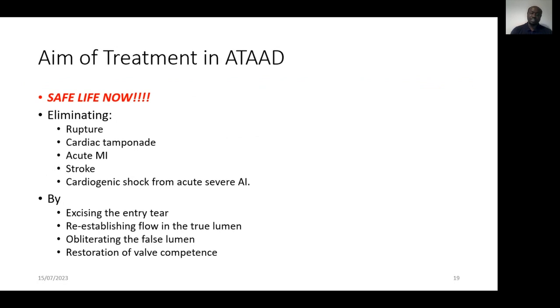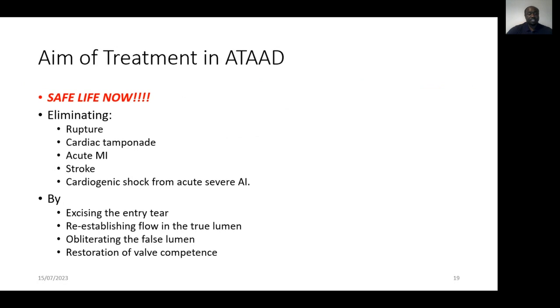So how do I save this life now? If it's a rupture, I can get on bypass and save the patient quickly. If there's tamponade, I should relieve the tamponade and do the surgery. If there's an MI, graft the vessel that has been damaged and excise the anterior tear. In stroke, quickly get on bypass and reestablish blood flow to the head and neck vessels. And if there's AI, replace the valve or repair the valve.